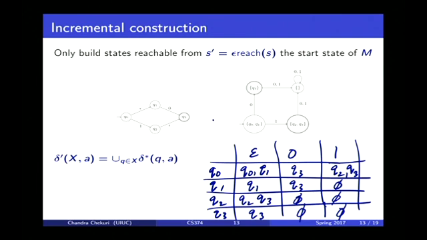Okay, what about 1? If I am in Q0 or Q1, if I see 1, where can I go? Well, let's look in this table. If I'm in Q0 on 1, I can go to these 2 states, right? If I'm in Q1 on 1, I can go to only the empty set. So the union of this is what? Q2, Q3. So that's the state I go to. Okay? So that's it. Once you build this table, building this DFA is easy, right?